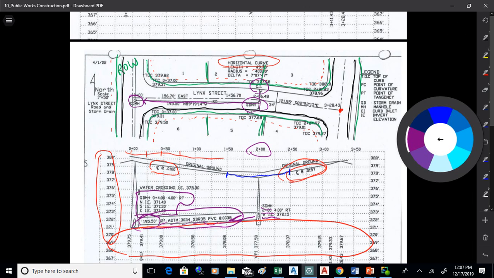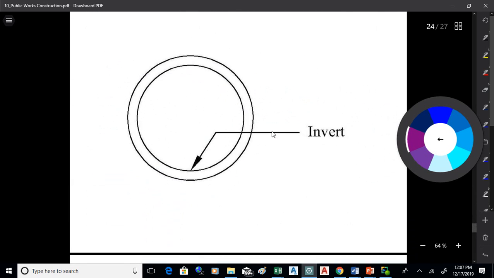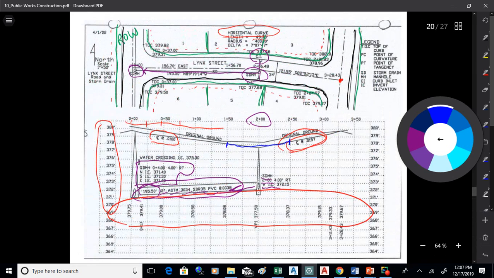Now the invert elevation is right there on a pipe. That's what we call the invert elevation, typically abbreviated IE. It's the inside bottom of the pipe. That's the lowest point where the water will be. So that's what we call the invert. So the water's right down there. That's the lowest point of the water inside the pipe. Okay, so there's the road and storm drain.